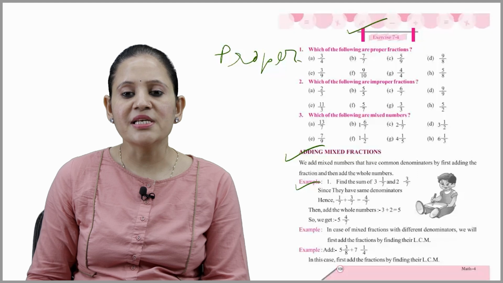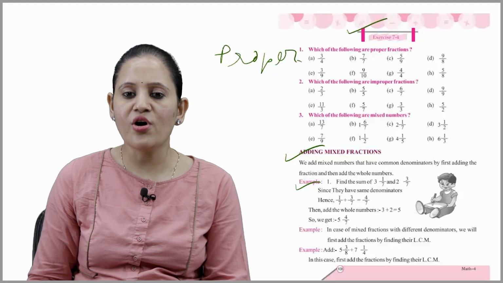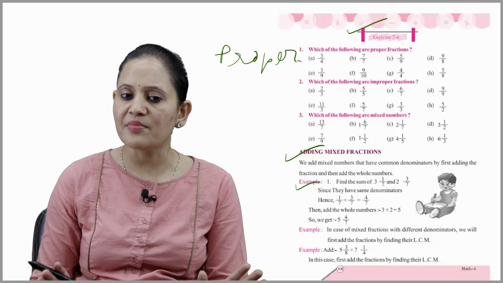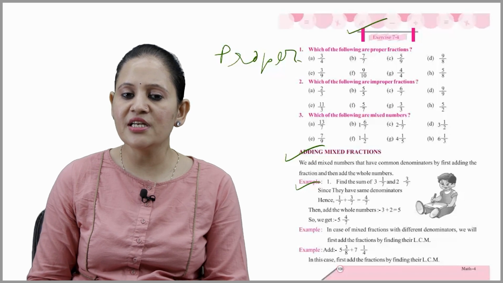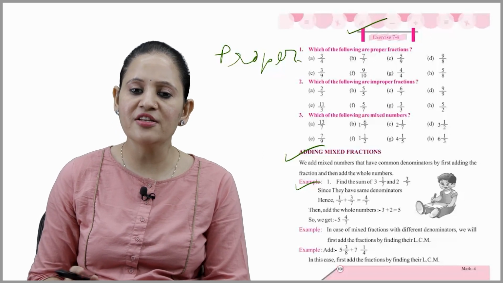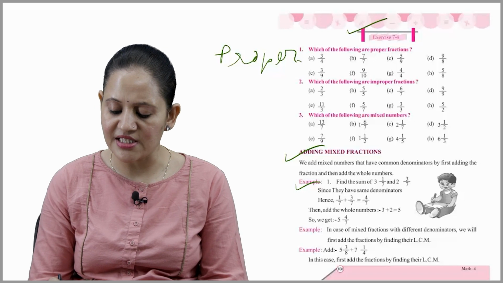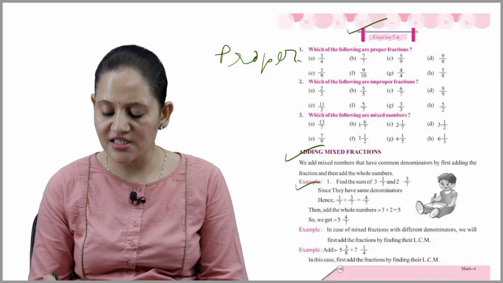Find the sum of 3 1/7 and 2 3/7. Both of them are mixed numbers. Since they have the same denominator, what will we do? We'll add the numerators, 1/7 plus 3/7, that is equal to 4/7.